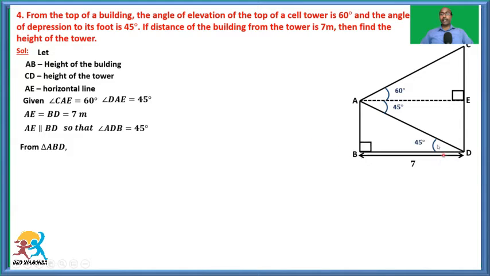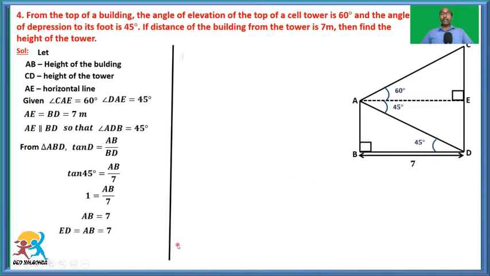So take from triangle ABD, tan D is equal to AB by BD. So tan 45 is equal to AB by 7. That is 1 is equal to AB by 7, giving AB is equal to 7 meters. Okay. As AB is equal to 7 meters, ED is also equal to 7 meters.